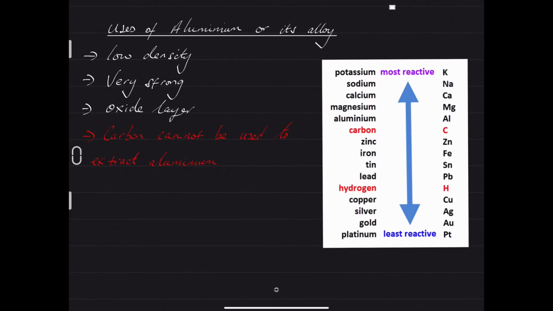Okay, and why that is the case should be evident now by looking at its position in the reactivity series. So carbon cannot be used. Therefore we need to extract aluminium from its ore via electrolysis. We cannot separate it from its compounds via carbon, so we need to perform electrolysis on the ore to separate it.